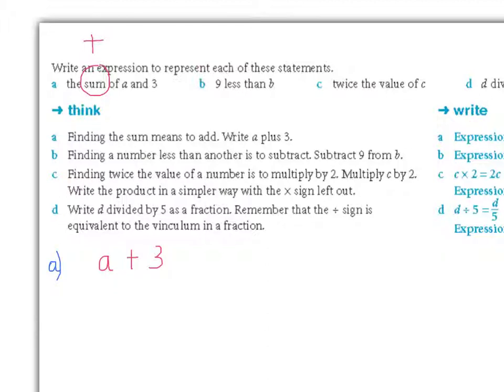If we have a look at our second one over here, we have 9 less than B. So we start with B and we want our expression to say 9 less than B, so the correct way to write that would be B take away 9.